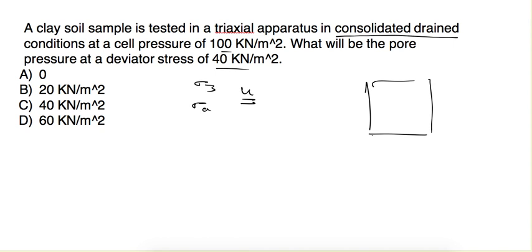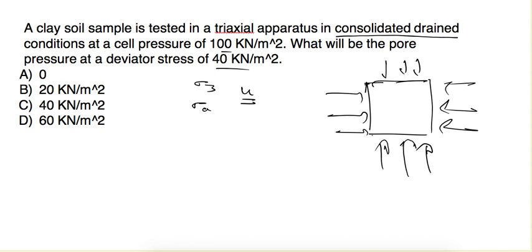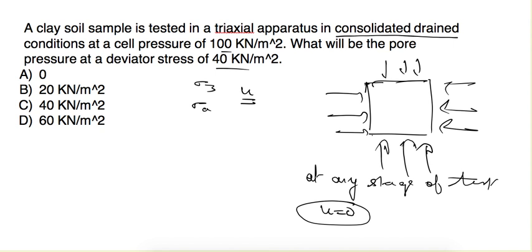So when we studied this test, so it has a condition that at any stage of the test we apply the stresses in such a way that pore water pressure is equal to 0. This is the basic condition. We do not allow the pore water pressure to develop. So many times you will be given this data that will not be required. So for that you need to be careful about the language of the question. So just simply 0 is the answer.